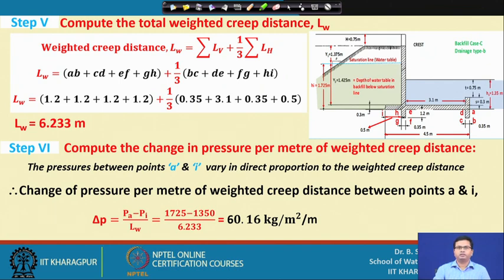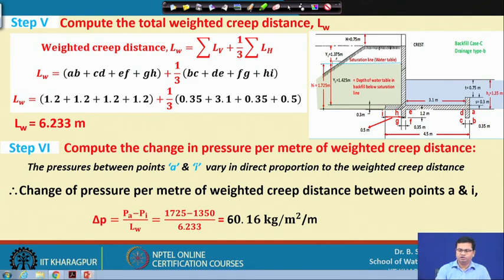So, we can get L V, those are the steep lines or vertical distances. These are A B plus C D plus E F plus G H, and these values are 1.2, because all these depths are cut off wall and toe wall, both of 1.2 meter. So, 1.2 into 4 you will get 4.8 meter, and then 1/3 of all the horizontal lengths. The horizontal lengths are B C, D E, F G and H I, and these values are given as 0.35, 3.1, 0.35 and 0.5 as shown in this figure.